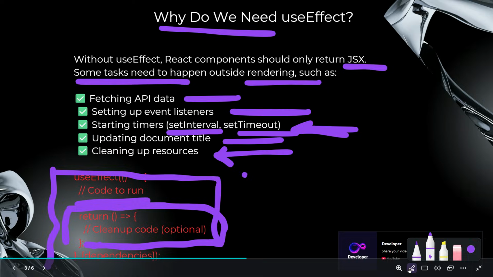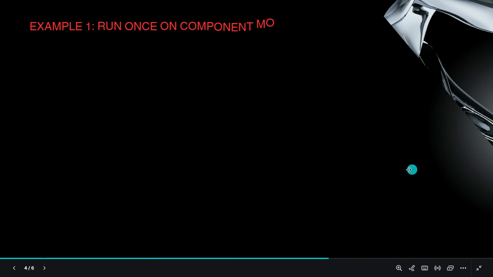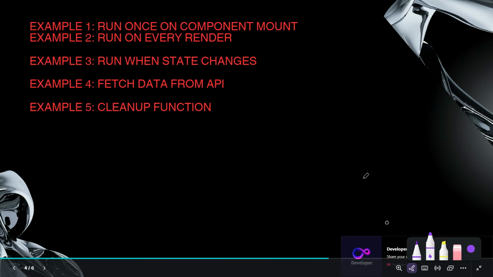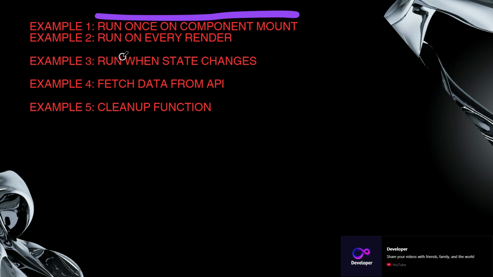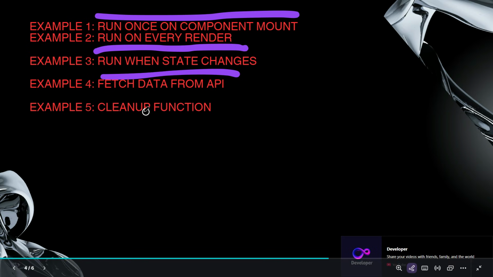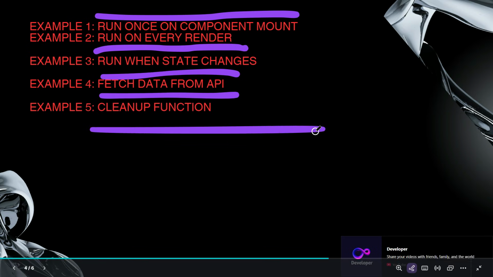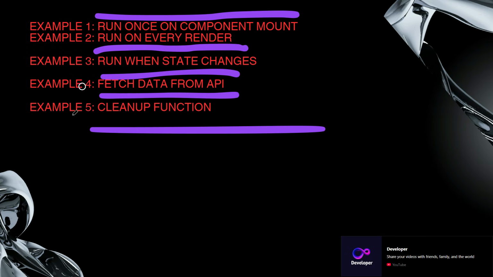Then we'll go to the next slide and you will see what we have. We have the examples here: run once on component mount, run on every render, run when state changes, fetch data from the API, and a cleanup function. We will see all these five examples. So let's first see run once on component mount. First example, and second, third, fourth, and fifth.